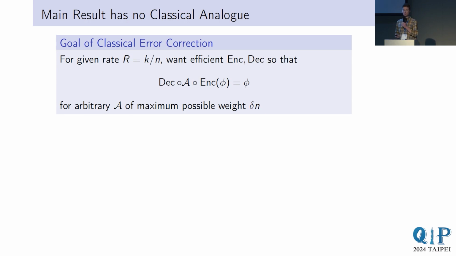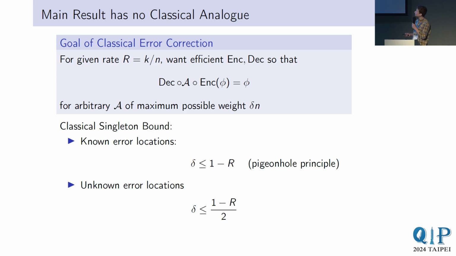So interestingly, our main result actually has no classical analog. Here I've stated the goal of classical error correction, and it should look very familiar. It's literally the same as quantum error correction, except in this box here, phi is a string of classical symbols. So just as there's a quantum singleton bound, there's also a classical singleton bound. And the classical singleton bound is double the quantum singleton bound.